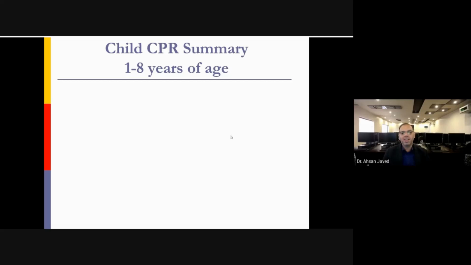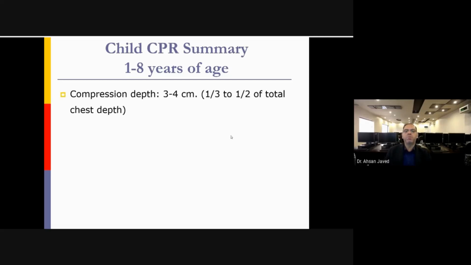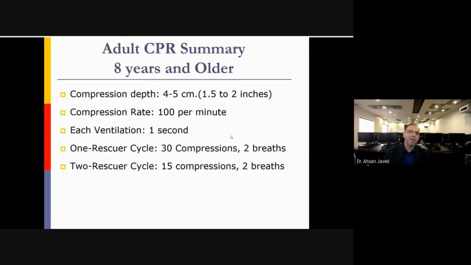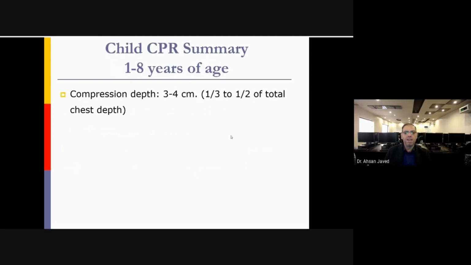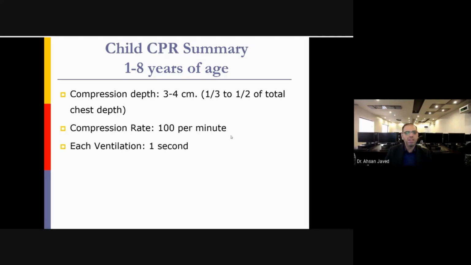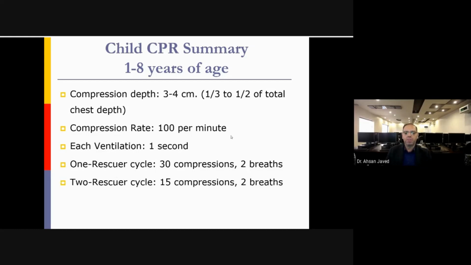Now, the other category is less than 8 years of age. Compression depth is slightly decreased. If you remember, for adults it was 4 to 5 centimeters, and for children under 8, it is 3 to 4 centimeters, because they have more flexibility and less diameter of the chest. So it is one third of the total chest depth. Compression rate is again 100 per minute. Each ventilation should be 1 second. And again, one rescuer cycle is 30 compressions followed by 2 breaths, and with 2 rescuers it is 15 compressions followed by 2 breaths.